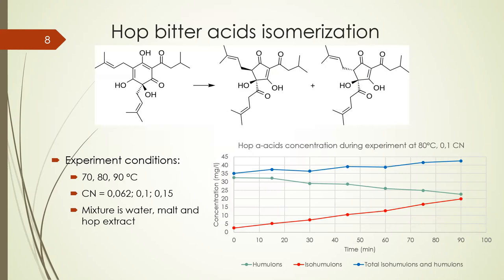how the yield of alpha acids and iso-alpha acids have changed during the experiments. You can see that normally iso-alphas are rising and alphas are lowering during the experiments. That means that the alpha acids are changed into iso-alpha acids.